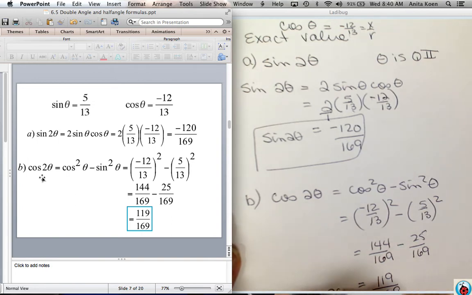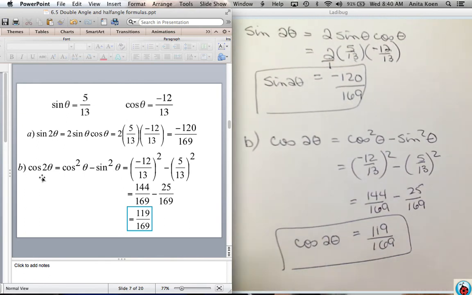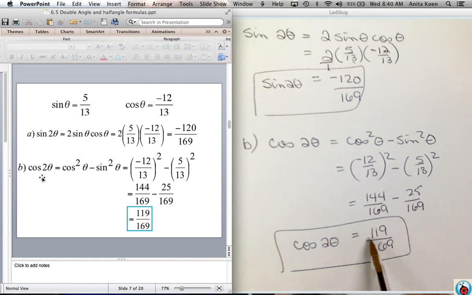Oh, and I just messed that up. Sorry about that, guys. 144 minus 25 is 119, so the cosine of 2 theta is 119 over 169.